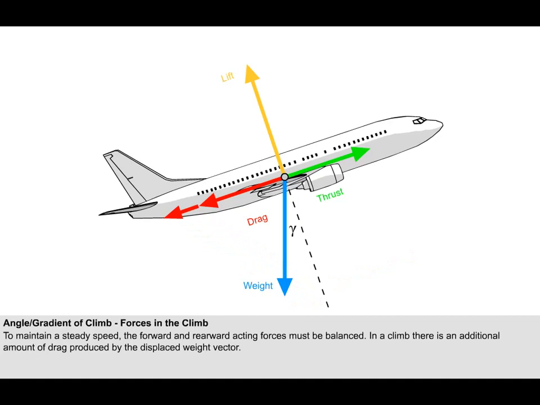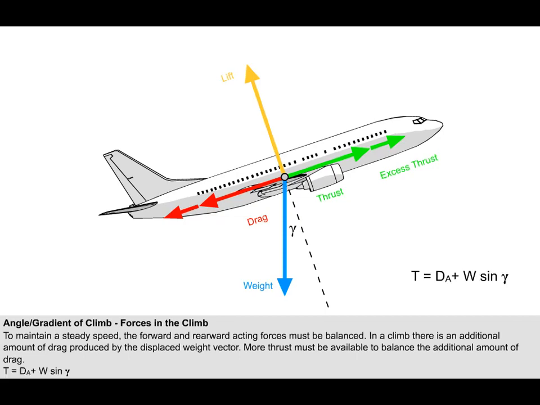To maintain a steady speed along the flight path, an additional amount of thrust is therefore needed to balance the magnitude of the weight apparent drag. This is known as excess thrust. You will notice now that the forward acting force in green matches the rearward acting forces in red, and therefore the aeroplane is able to maintain a steady speed along its new flight path.